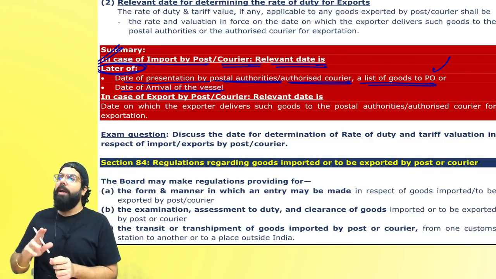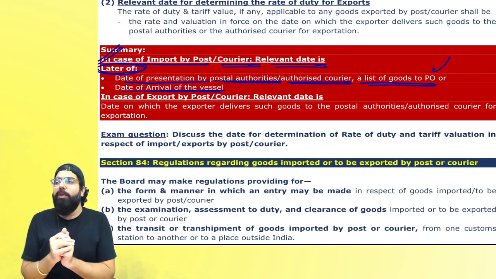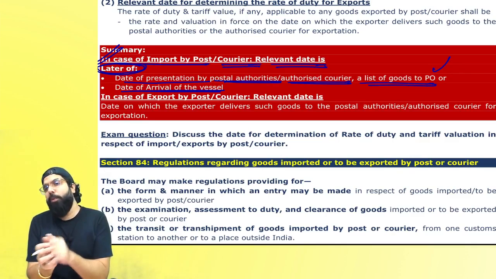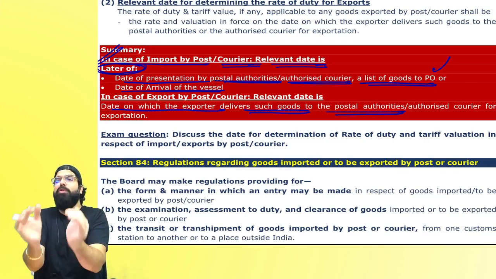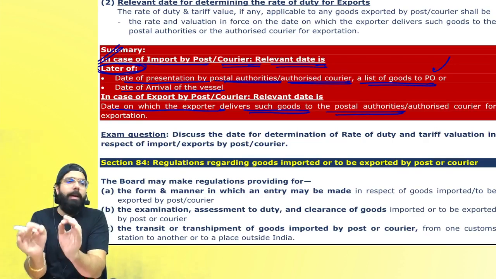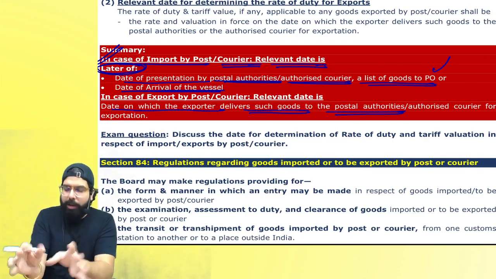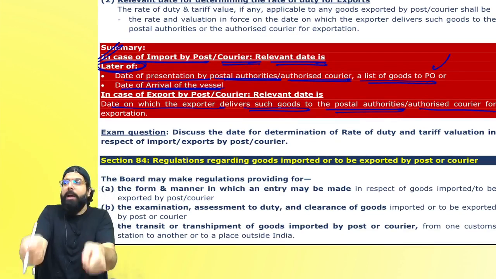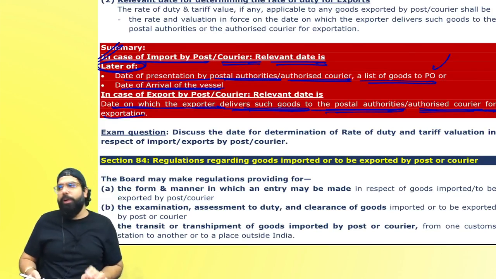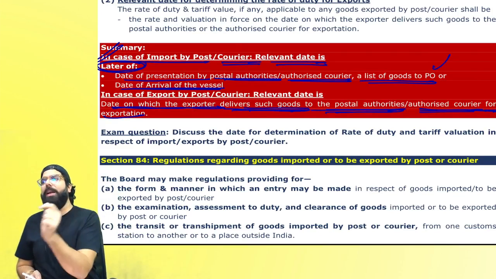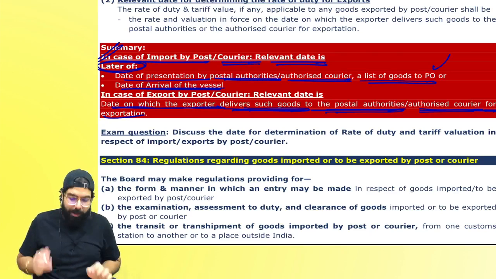Sir, if it's an export case and export duty is leviable, which date's export duty, which date's tariff value will be applicable in case of export? It is the date on which the exporter delivers such goods to the postal authority. The day you deliver the goods to the postal authority, or the authorized courier, if you are handing it over today, today's date will be applicable. So it says the date on which the exporter delivers such goods to the postal authority or authorized courier for exportation, that date's rate of duty and that date's tariff value shall be applicable.